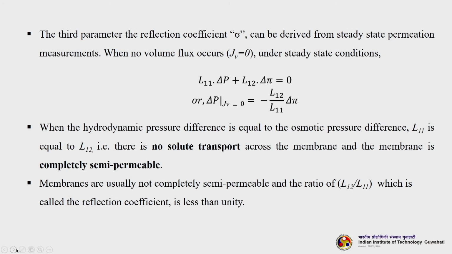The third parameter, the reflection coefficient, can be derived from the steady state permeation measurements. When no volume flux occurs, that means JV equals 0 under steady state conditions, L11 delta P plus L12 delta pi equals 0. That means delta P when JV equals 0 is equal to minus L12 by L11 delta pi.